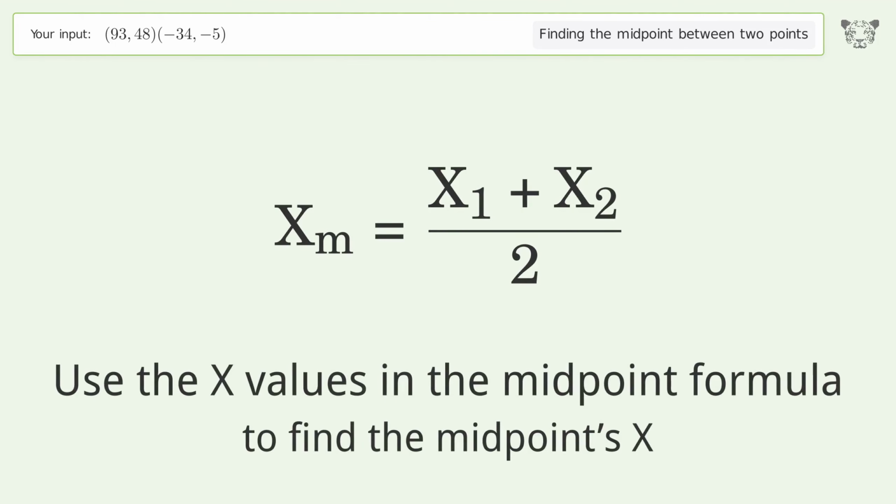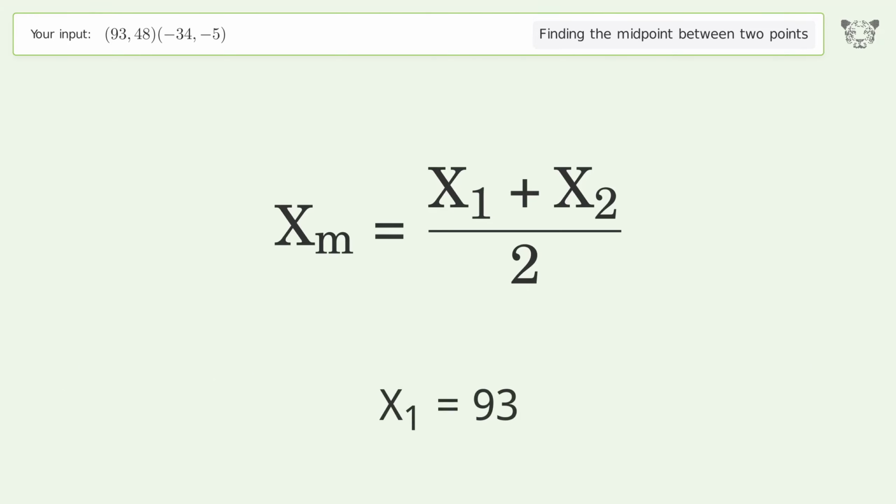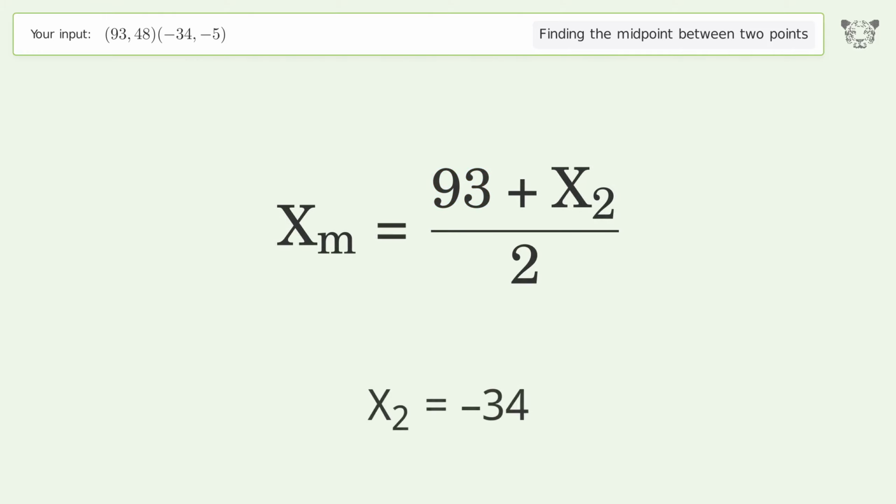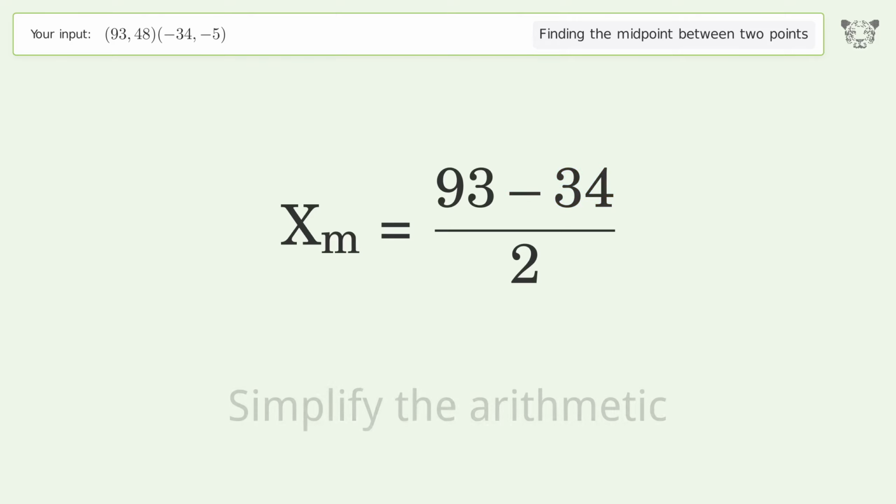Use the x values in the midpoint formula to find the midpoint's x. x1 equals 93. x2 equals negative 34. Simplify the arithmetic.